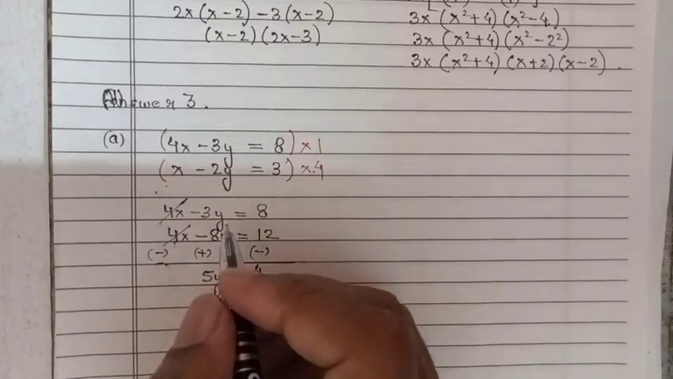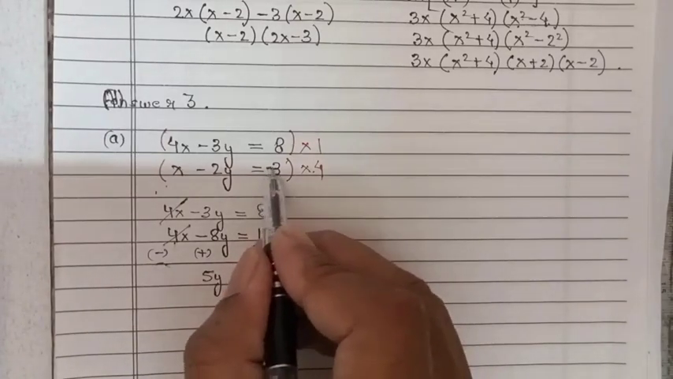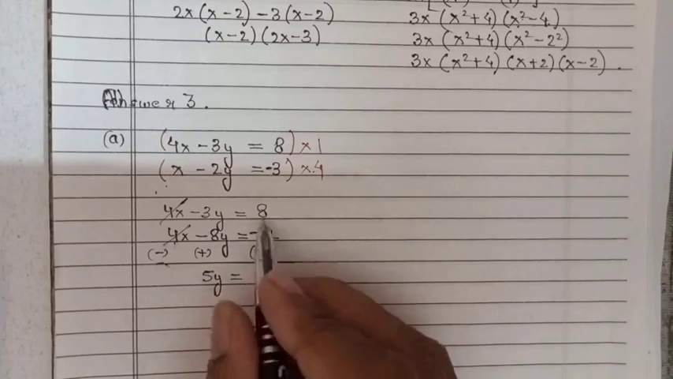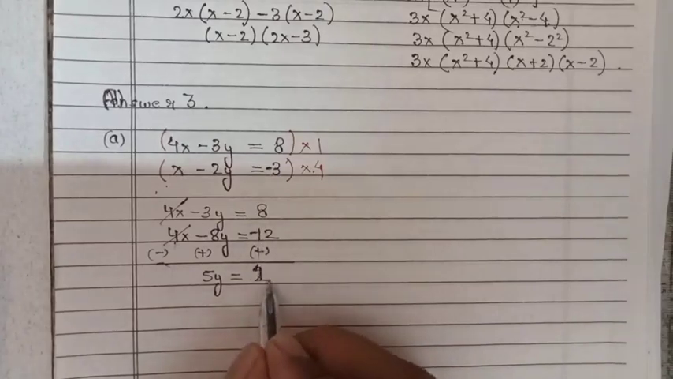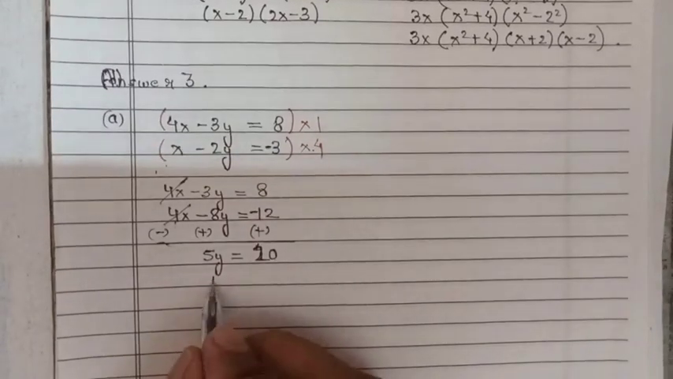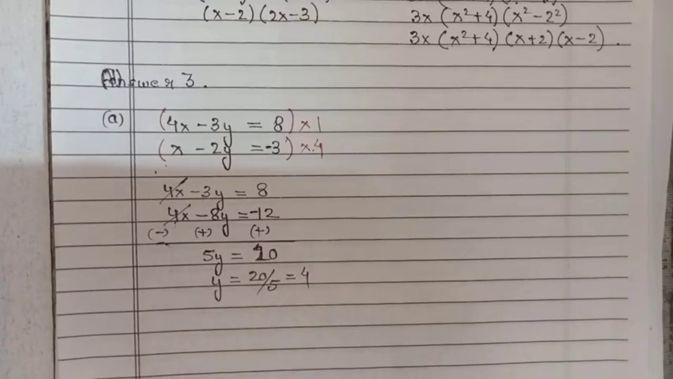Sorry, we have made a mistake. This is minus 3, not 3, so this will become minus 12. On changing the sign, this will become plus 12, so this is 20. So the value of y will be 20 upon 5, so the value of y will be 4. So we have got the value for y as 4.